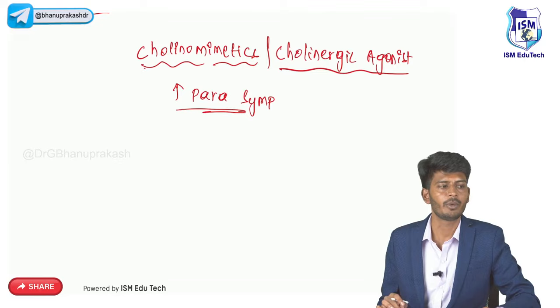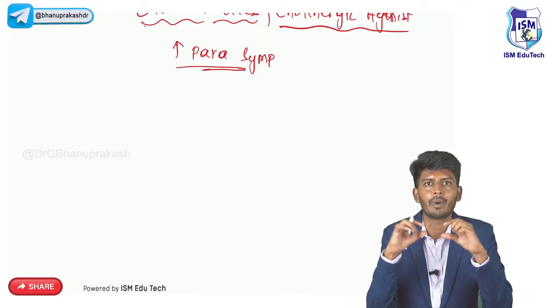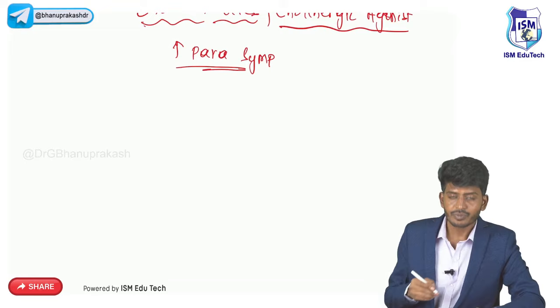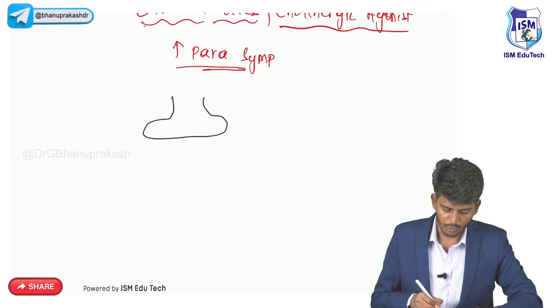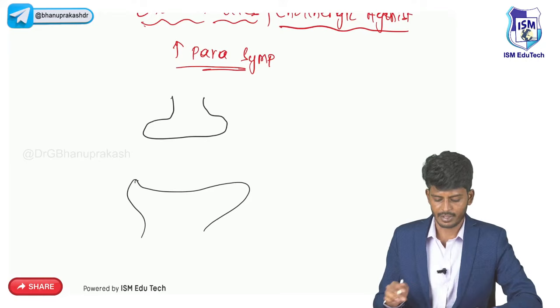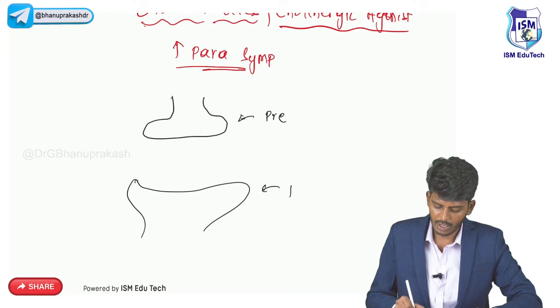Since we are doing a quick review here, I'll be giving you very important MCQs. Okay, so let's start with that. To understand all these cholinomimetics, let's start with the cholinergic neuron. Look here, this is a cholinergic neuron. This is the presynaptic membrane, and we call this the postsynaptic, right?